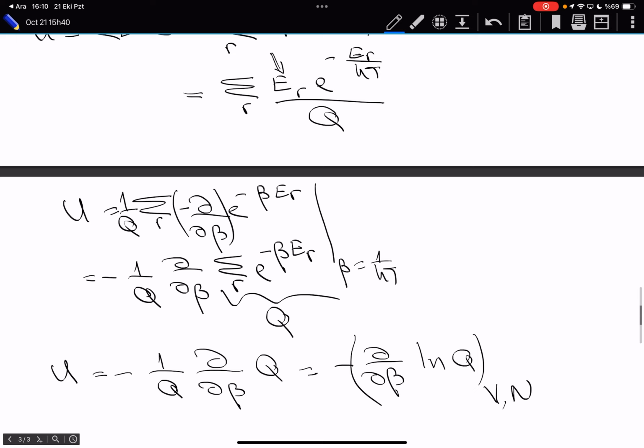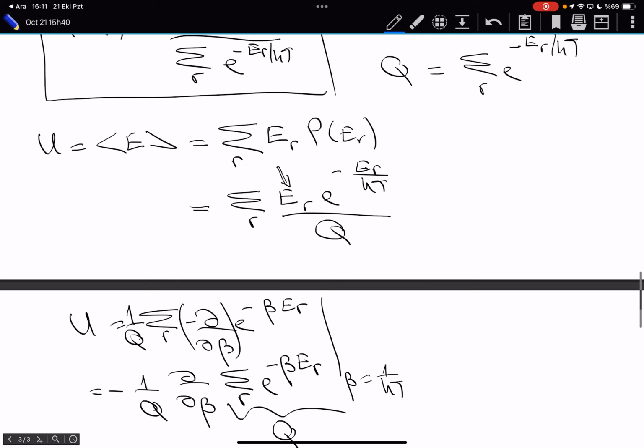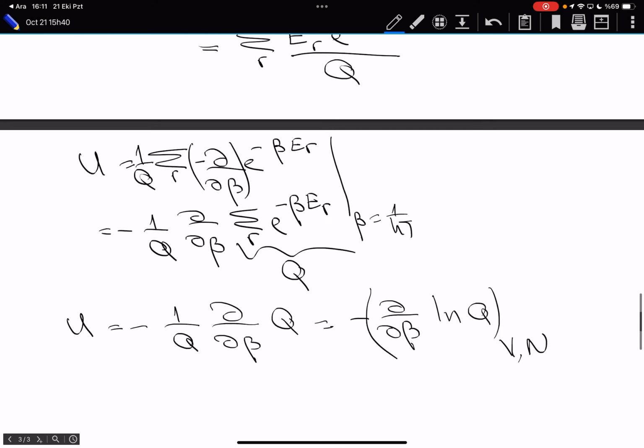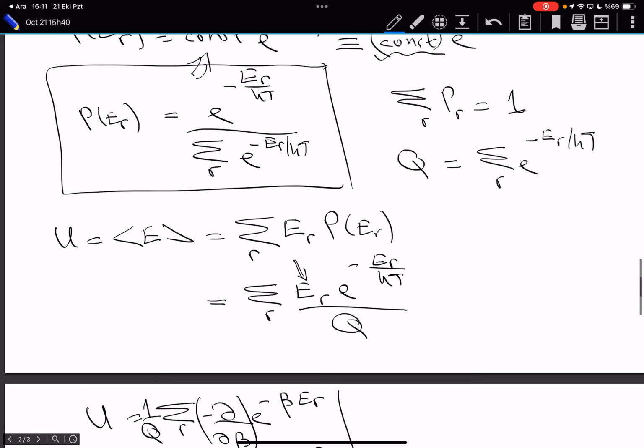Where did I assume that I'm keeping V constant? I wrote it over here. Change in entropy. You see, here I haven't yet mentioned entropy. I don't know how to calculate entropy yet. I'm just saying that this derivative over here is actually the derivative of the logarithm of Q with respect to beta, keeping V and N constant. So where did I assume this in this derivation?